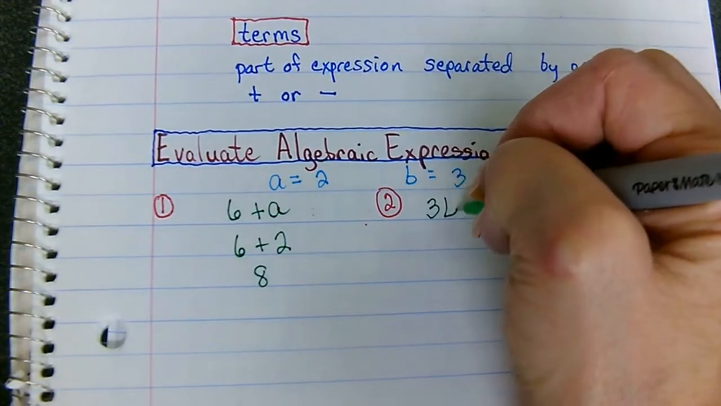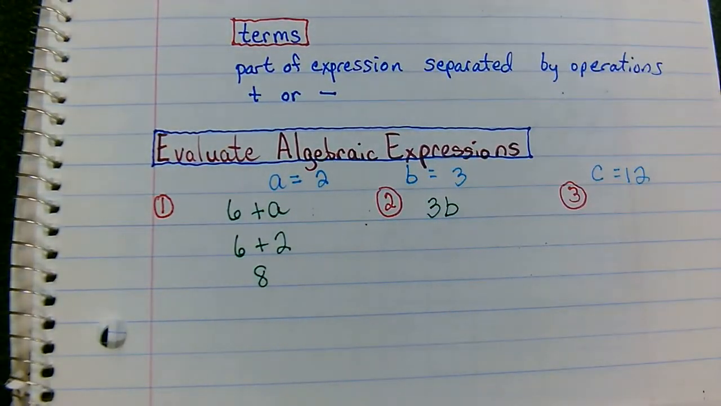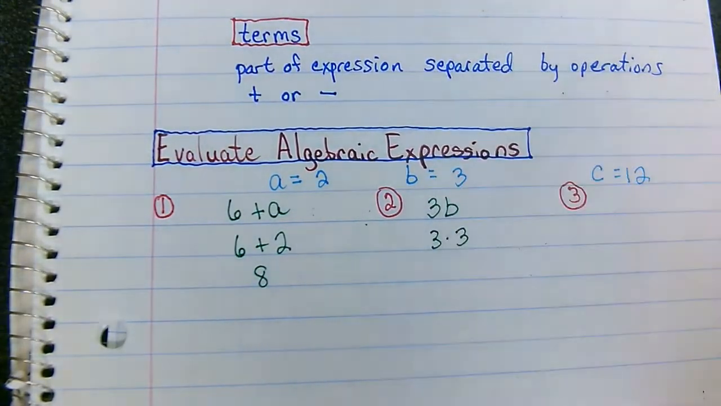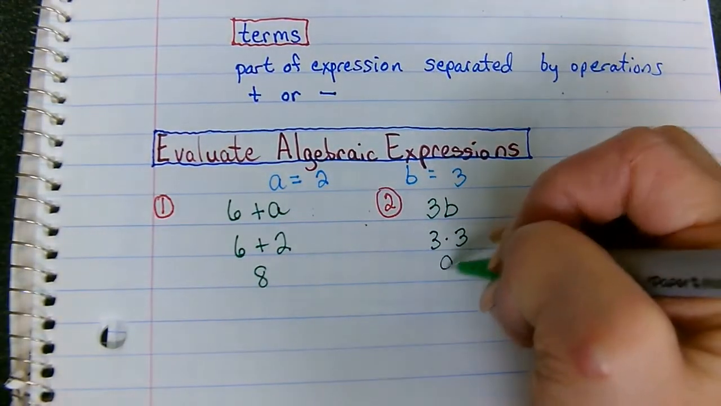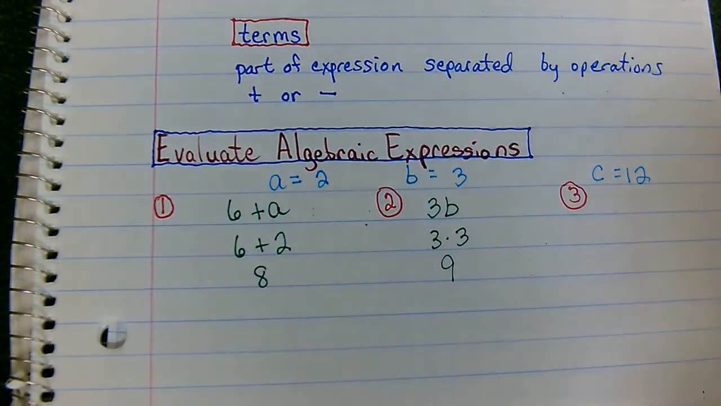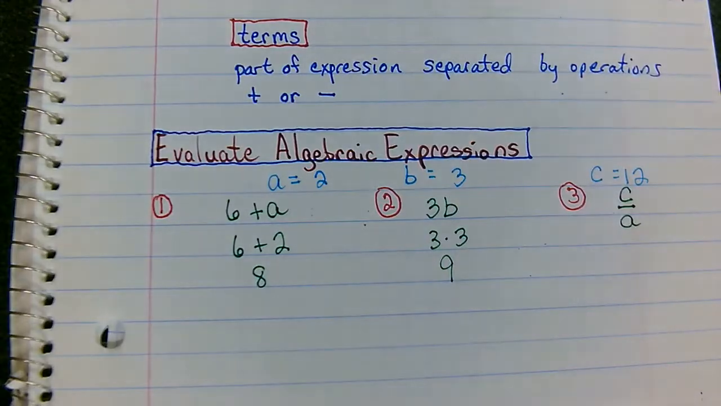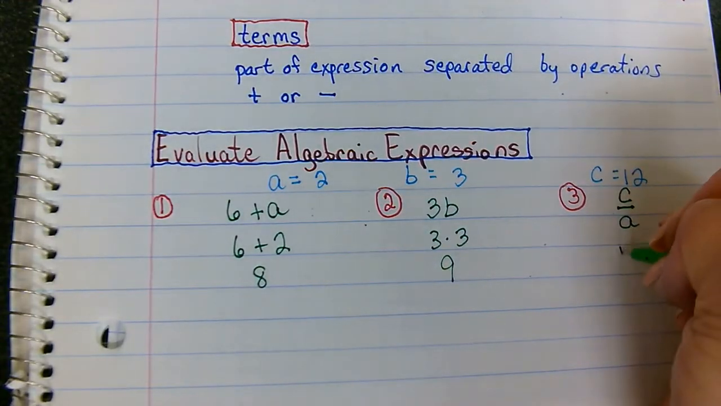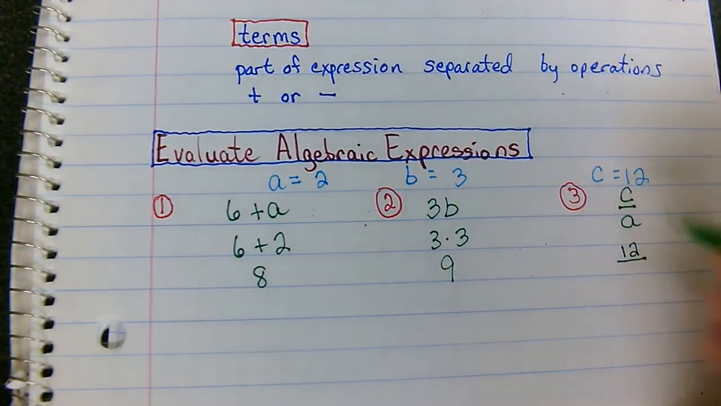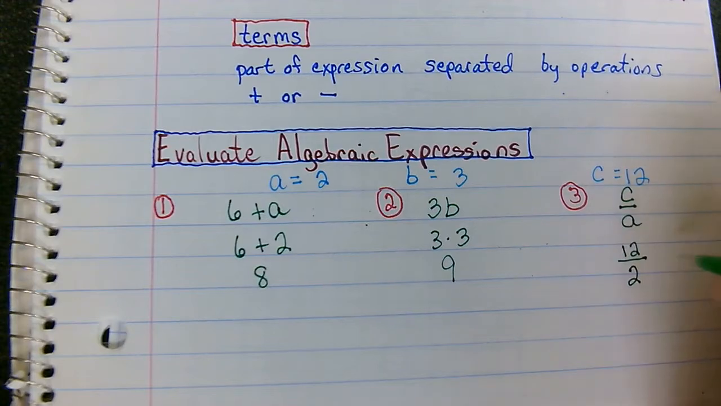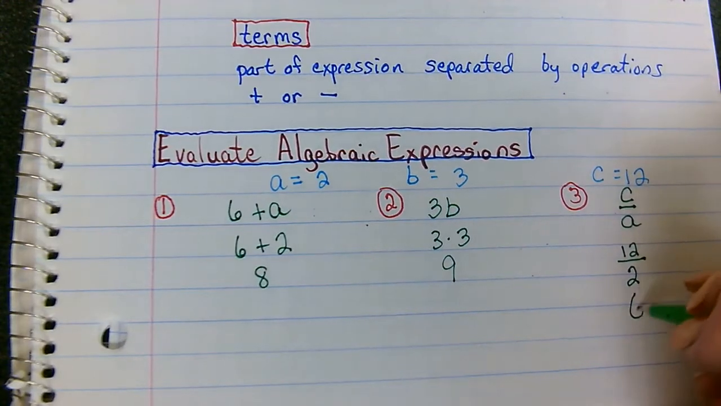Let's look at the next one. 3B. When a number is next to a letter, it means multiply. So this actually means 3 times 3. And 3 times 3 is 9. And let's look at this one over here. C divided by A. Well, C is 12, so I'll substitute in 12 on the top. You notice I said divide for the fraction. And then A is 2, so we'll put 2 on the bottom. And 12 divided by 2 equals 6.